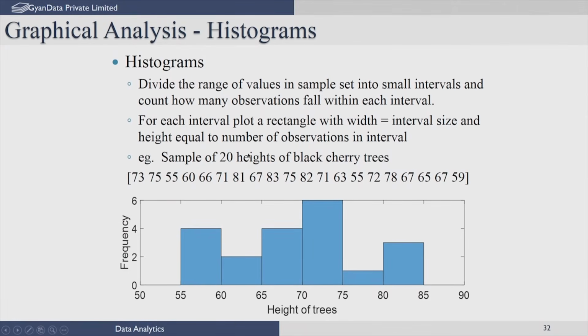So, let us take this example of the cherry trees. We have 20 data points. What I did was divide them into small intervals of 5 feet, which means I asked how many cherry tree heights fall in the range 50 to 55, 55 to 60, 60 to 65 and so on and so forth, and I find between 50 and 55 there are no trees within that height.